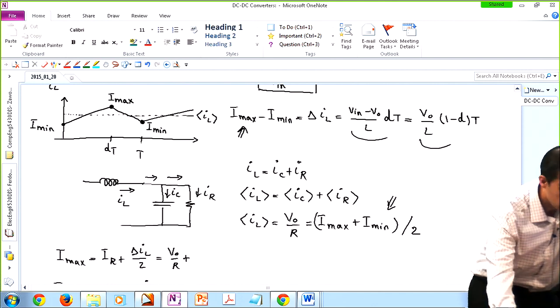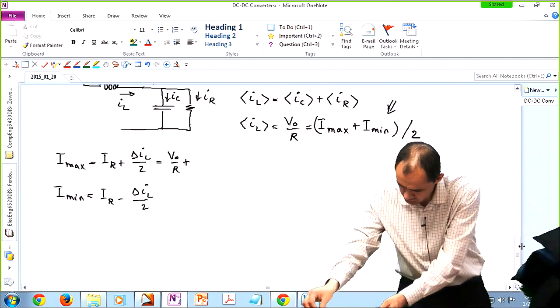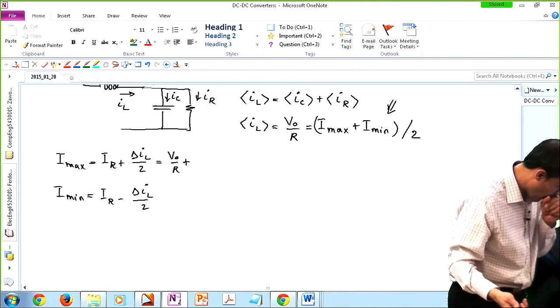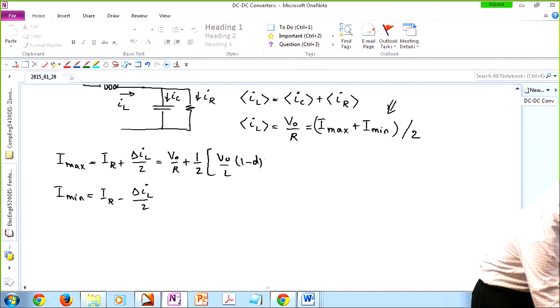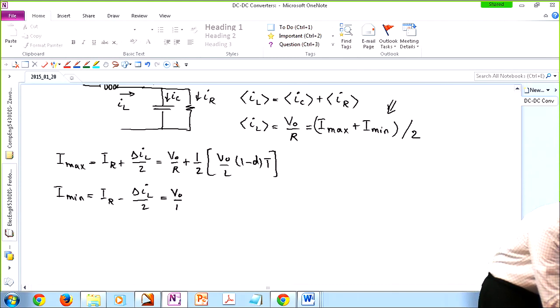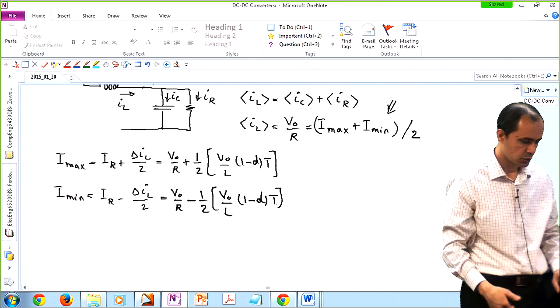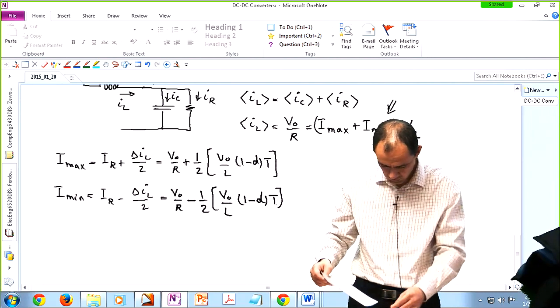A lot of times you use it in a way that only V out appears in the equations, not V in. So I'm just going to write it that way. So it's going to be 1/2 of, all right, so this is I max, and I min is almost the same thing with a negative sign over here. All right, so something like this. So remember, if you don't want to see V out, you can replace it with V in. V out is just D times V in. So whenever you want, you can do that.